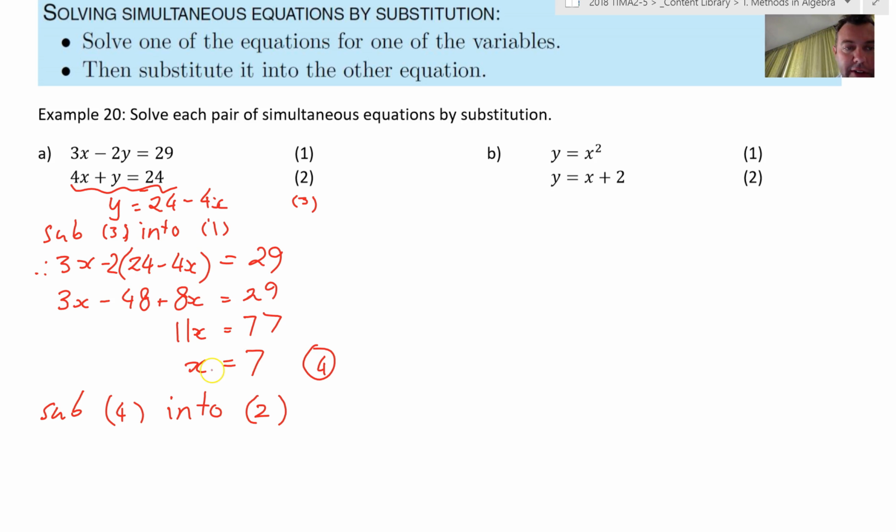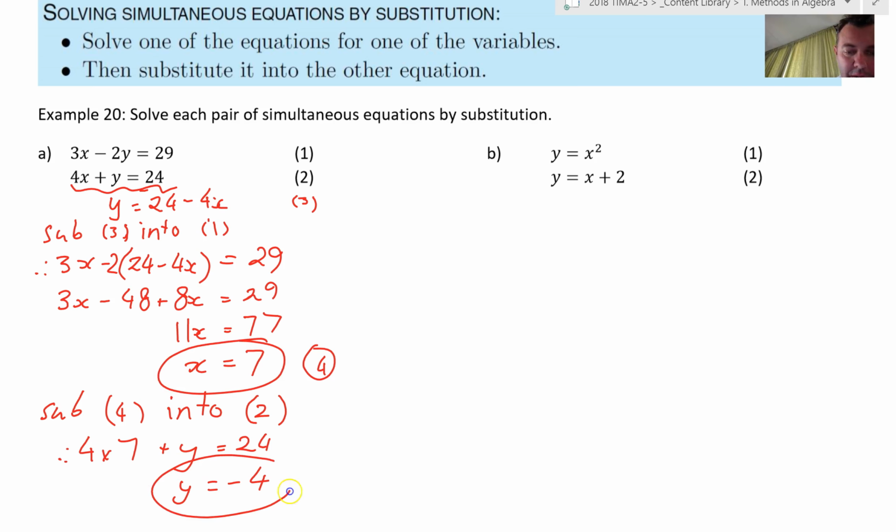Therefore, now instead of x, I write 7. 4 by 7 plus y equals 24. 4 7s are 28, so y equals negative 4. Okay, there's my answer. x equals 7, y equals negative 4. You can get away with just circling them, put an asterisk or something so we can see those two things.